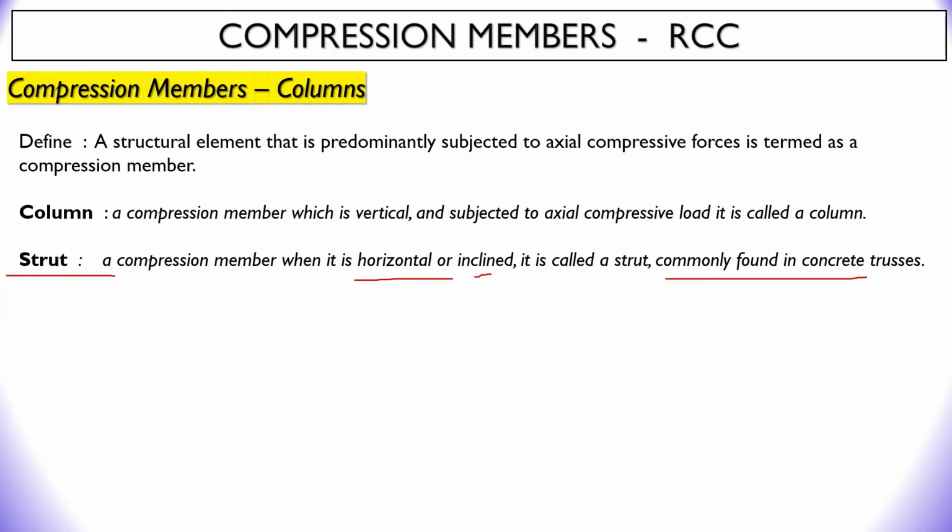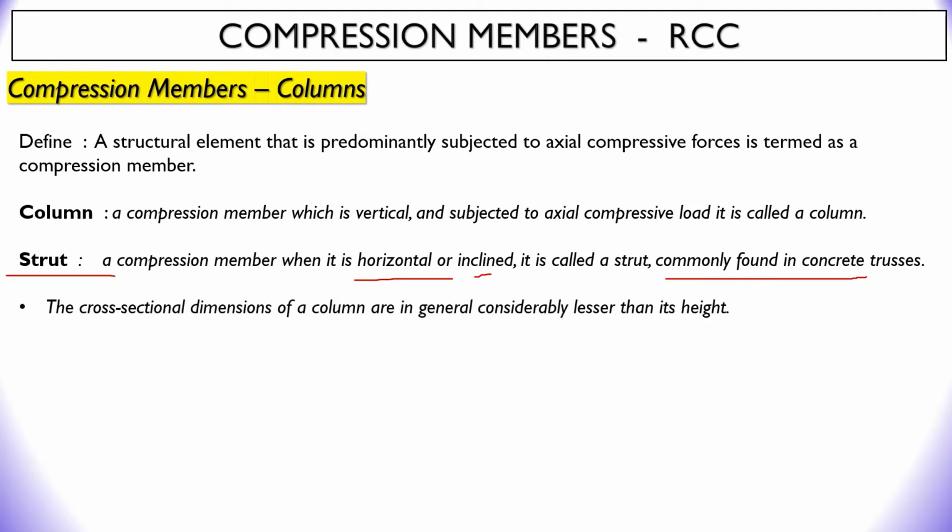And commonly these types of struts or compression members you will be able to see in the case of concrete trusses. And the cross-section dimensions of a column are in general considerably lesser than their height. So we can say that the height will be greater as compared to the lateral dimension or cross-section dimension of the compression member.